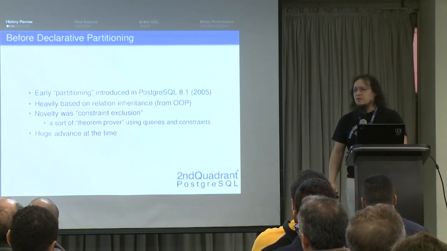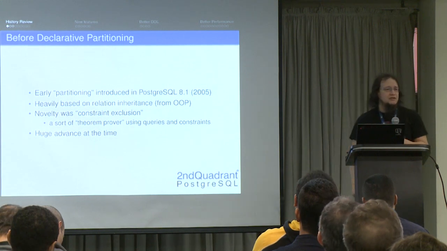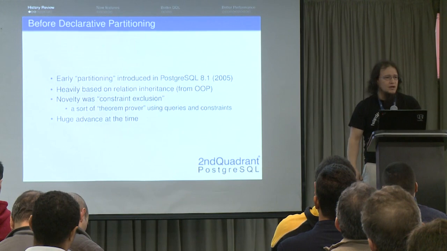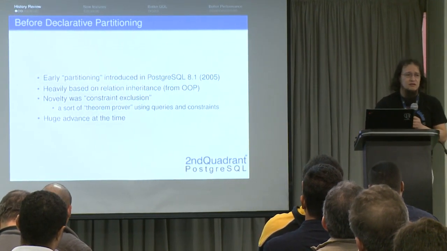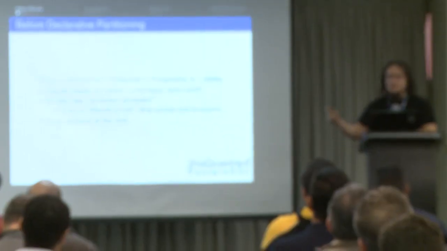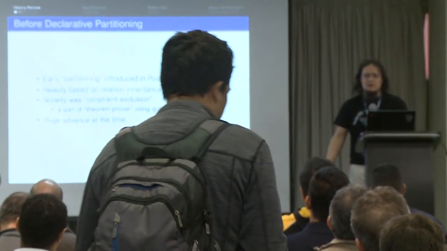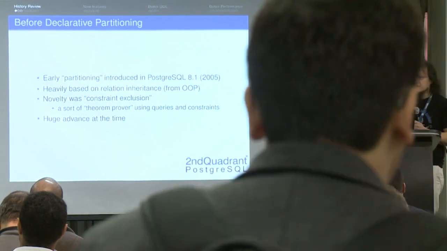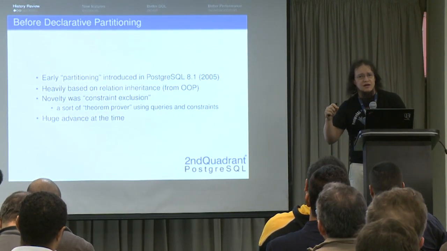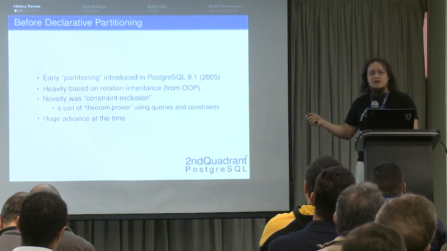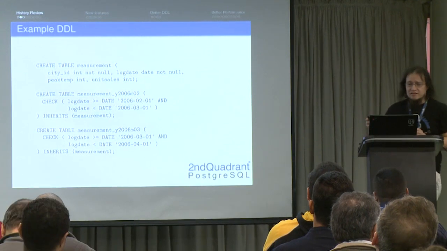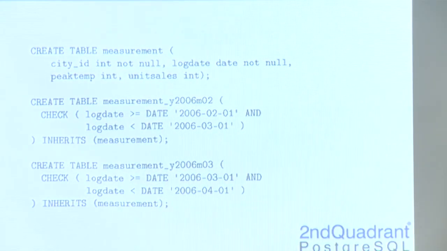So you probably know that before Postgres 10, we had some very ugly partitioning code. It was written in 2005, a very long time ago. It was heavily based on things that already existed in Postgres from object-oriented programming, which was relation inheritance, plus the new thing that was added at the time, a thing called constraint exclusion. So it was a kind of theorem prover for queries using whatever constraints were in the inherited tables. So at the time, that was a huge improvement over not having the ability to have partitions at all. So it was great. But the way to implement it at the user space was really awful.